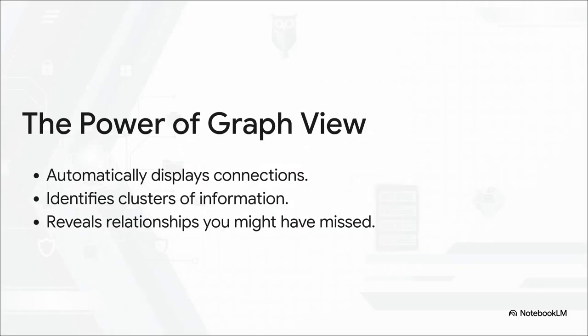Now, for the other side of the analytical coin, we have the graph view. So if the canvas is you manually drawing the map, the graph view is the system automatically generating a map for you. It reads all the links you've made and instantly shows you this incredible web. This is where you spot those unexpected clusters and hidden relationships you might never have seen on your own.